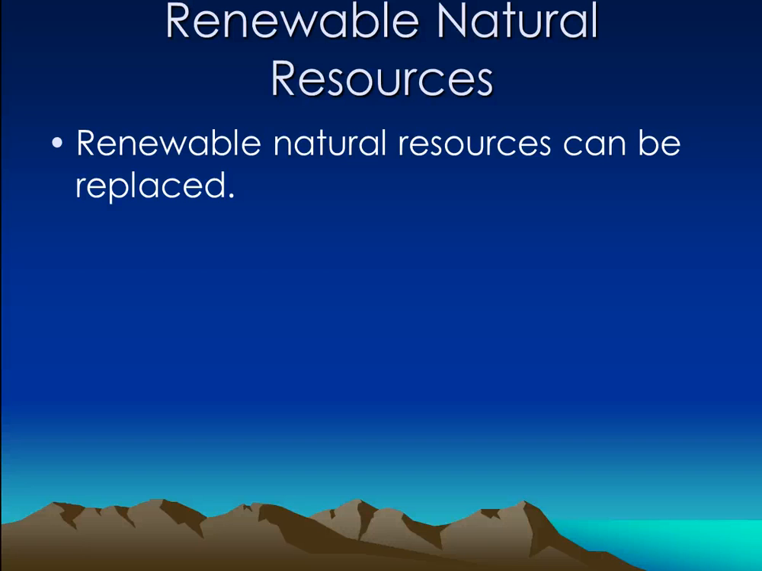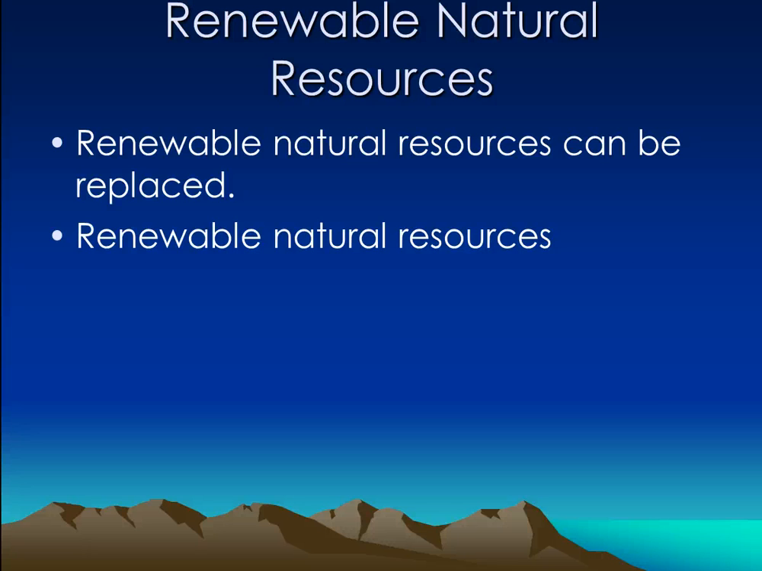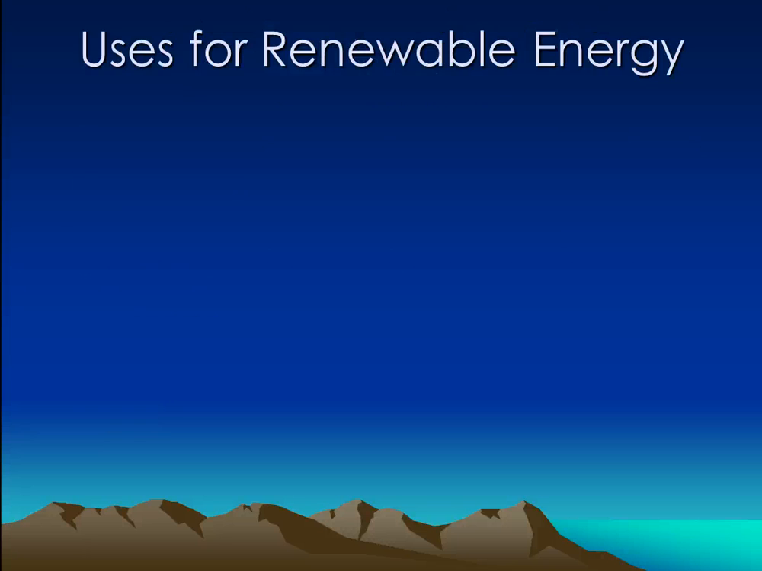Renewable natural resources are natural resources that can be replaced. Some examples of renewable natural resources are water, which can be replaced through the water cycle. Oxygen can be replaced through photosynthesis. Trees can be cut down and replanted. Soil, we've learned back in level 1, is a renewable natural resource because of weathering, erosion, and deposition. Soil is constantly replaced.